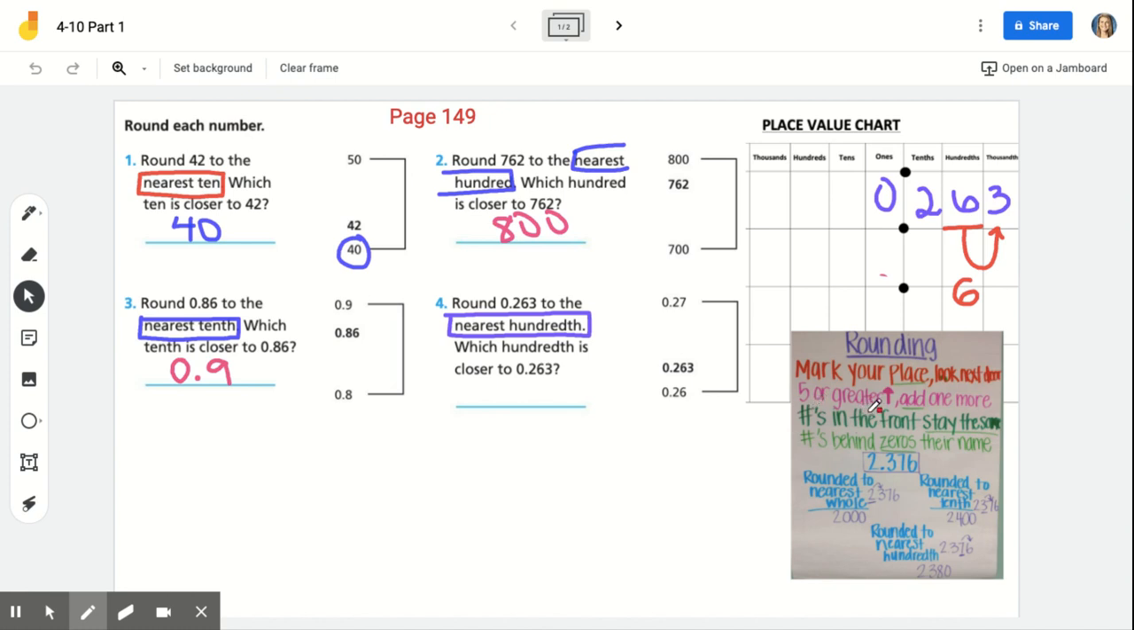Next rule is numbers in the front stay the same. So the 2 stays the same and the 0 stays the same. Numbers behind become zeros, and since it's after the decimal, it doesn't hold any place, so I'm just going to drop that 0 and keep it at 26 hundredths. 26 hundredths, mark that into your book, and look at the visual as well.